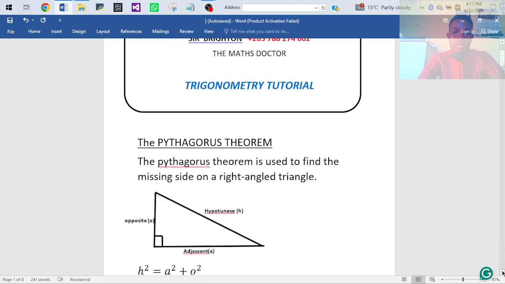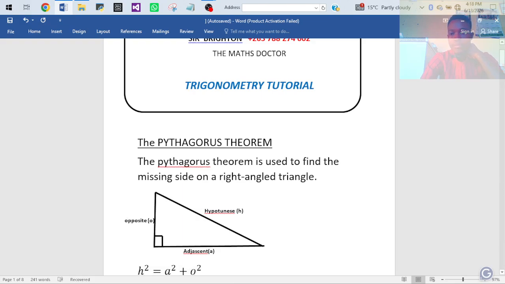The Pythagoras theorem is used to find the missing side of a right-angled triangle. A right-angled triangle is a triangle with a 90-degree angle. This was come up with by a man called Pythagoras. The longest side of a right-angled triangle, he called the hypotenuse, and this is the opposite, and this is the adjacent side. So the hypotenuse, the opposite, and the adjacent.